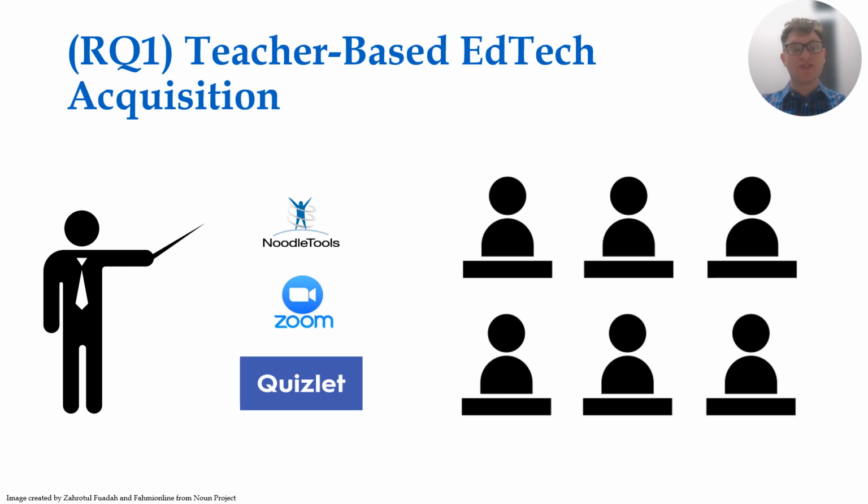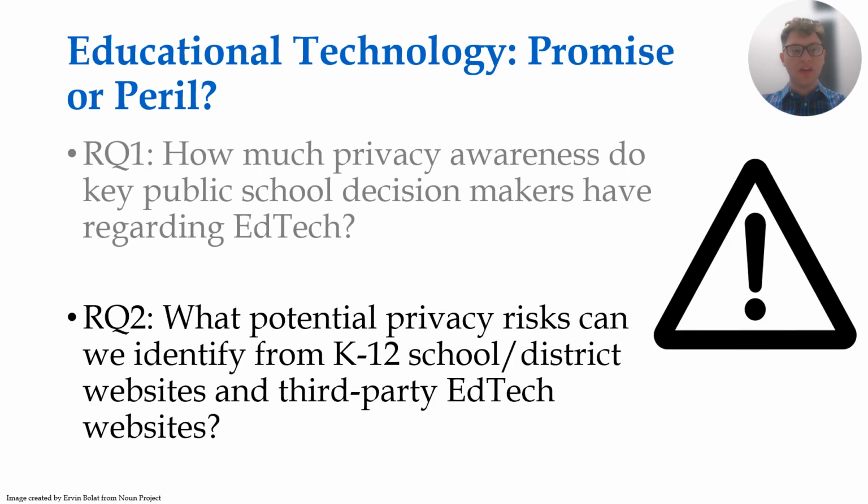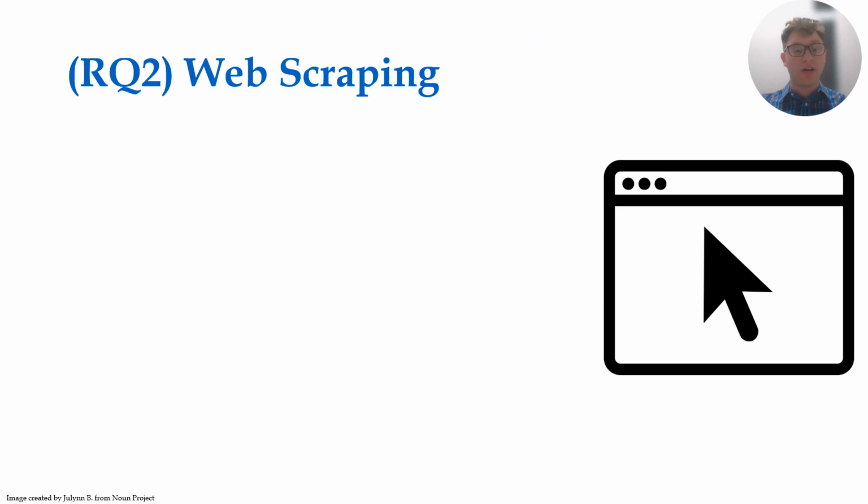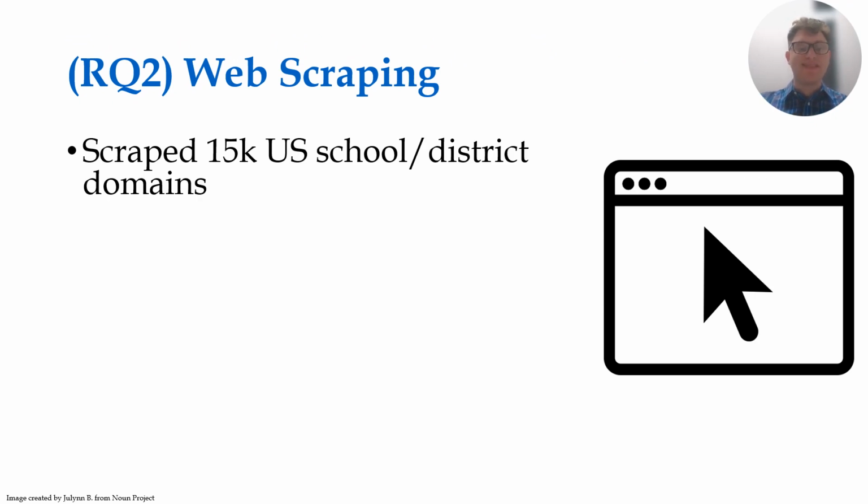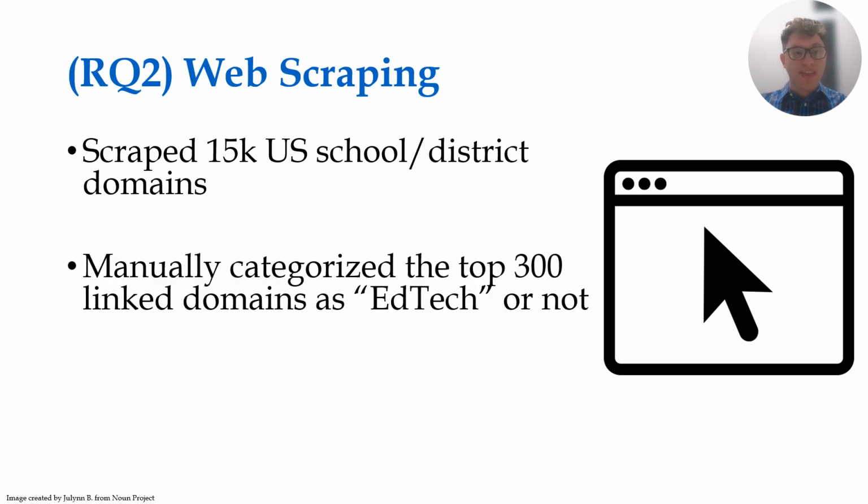What about outside the classroom and on the internet? Switching gears to the second question, what potential privacy risks can we identify from K-12 school district websites and third-party edtech websites? Well, we scraped 15,000 US school district domains to find their linked URLs. Then, with the linked URLs, we scraped them to see what edtech products they list or link to on these sites, since school districts usually list edtech products that they use.